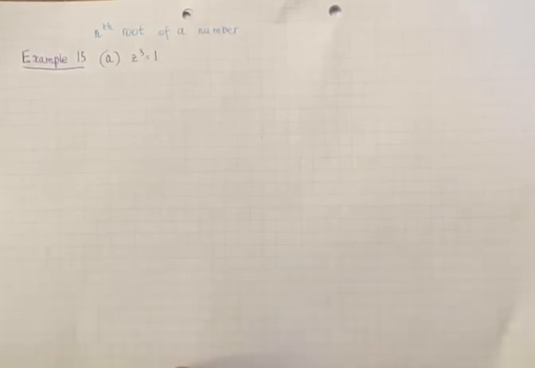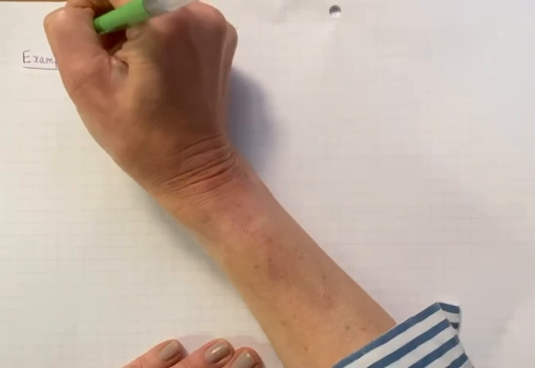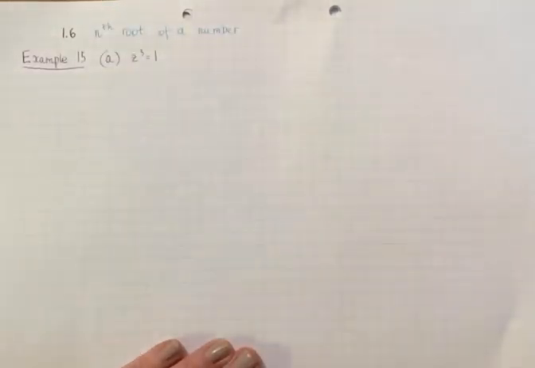The following section is on finding the nth root of a number. This is section 1.6, chapter 1, example 15. We'll go through this example first and then outline the general points. So we are asked to solve the following equation: z cubed is equal to 1.